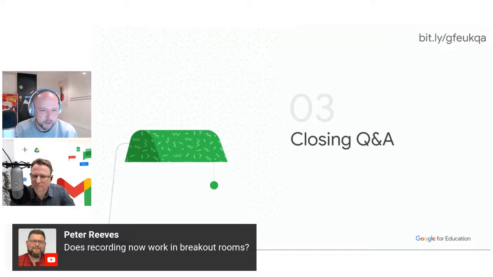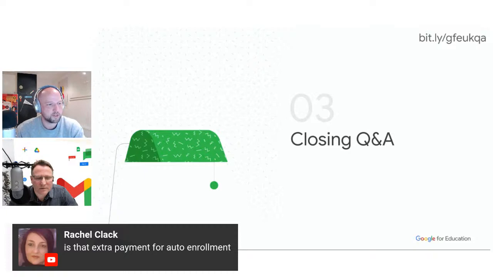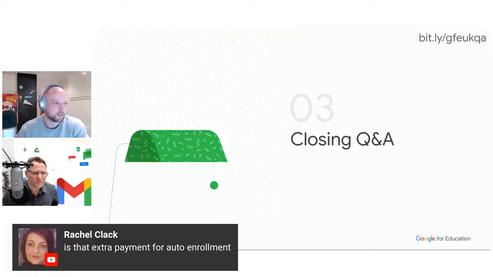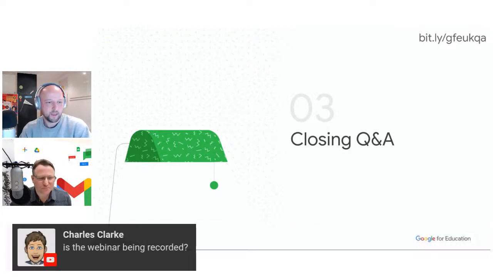Rachel's question about zero touch enrollment, is there an extra payment? Obviously, the service that your partners provide will have different price points, and that's something you'd need to discuss with the partner you're using to get those Chromebooks, as to what price structure they use for that. Just reach out to your partner and ask them about that.